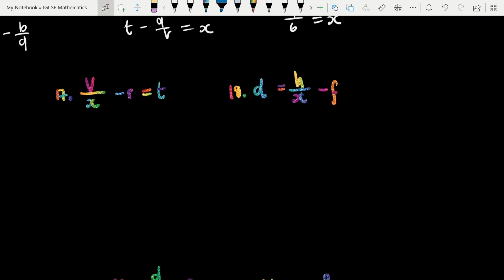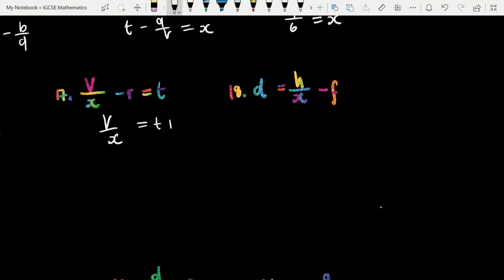Now, number 17, v over x minus r is equal to t. I have to do what? First, leave the fraction alone. Make it be alone. That's what I mean. As in, it must be the only thing that's there on the left-hand side. All right, so it's going to be v over x because this is the fraction that has x. So that's why I care about it so much. If it didn't have x, then I was just going to treat it like anything else. But because it has x, then it must be alone before I can remove the x from the denominator.